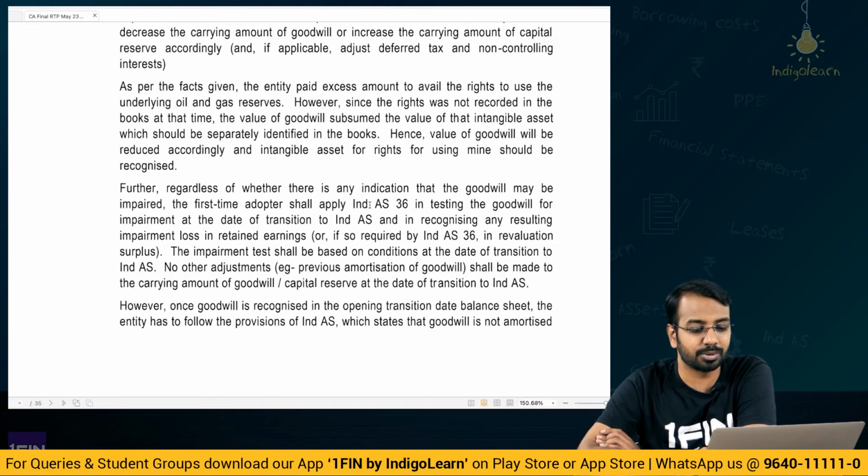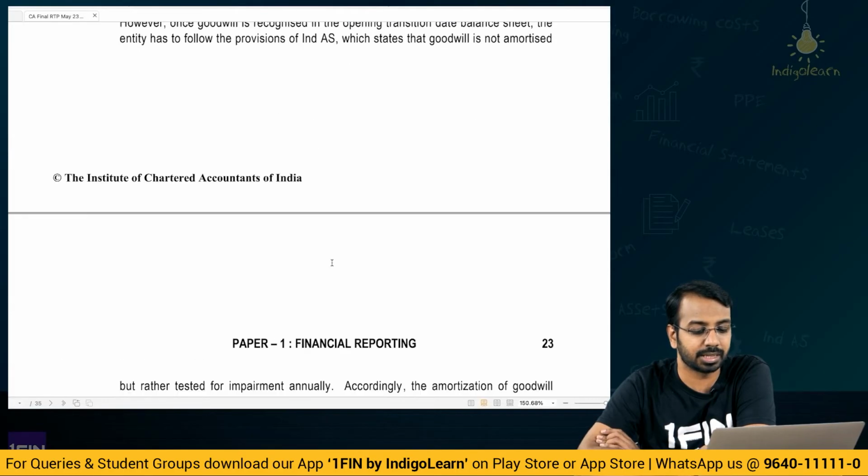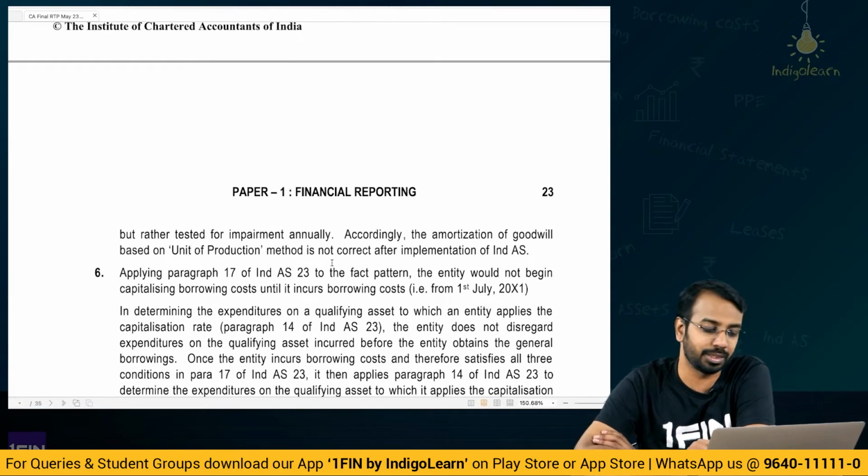Then, it has to be tested for impairment as per Ind AS 36, and once goodwill is recognized in the opening transition date balance sheet, the entity has to follow the provisions of Ind AS, which states that goodwill cannot be amortized, but it will be tested for impairment annually, right.